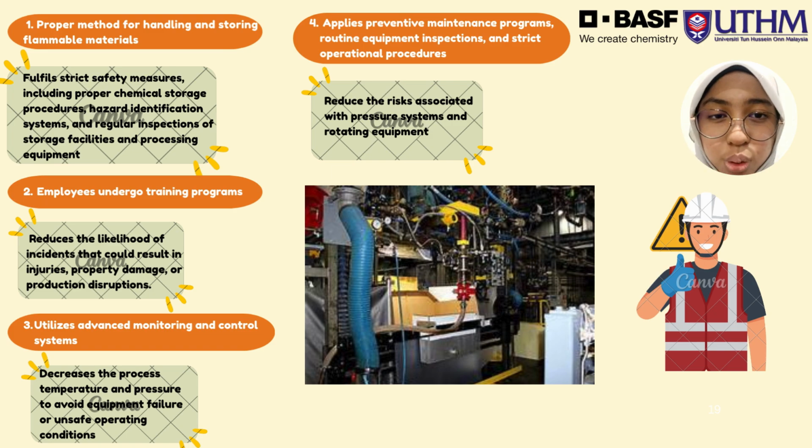This is to reduce the likelihood of incidents that could result in injuries, property damage, or production disruption. Next, BASF also utilizes advanced monitoring and control systems. This is to monitor the process temperature and pressure to avoid equipment failure or unsafe operating conditions. Lastly, BASF applies preventive maintenance programs, routine equipment inspection, and strict operational procedures. This is to reduce the risks associated with pressure systems and rotating equipment.